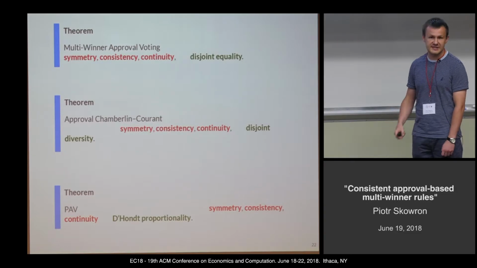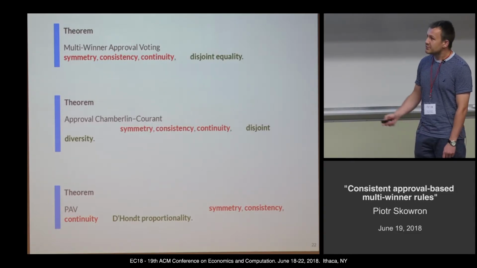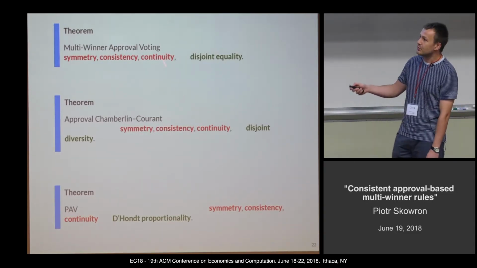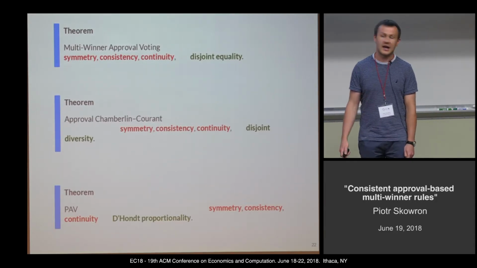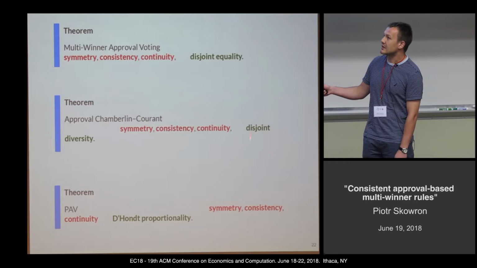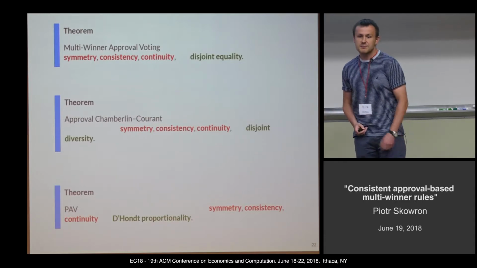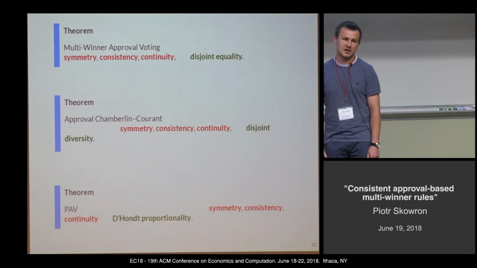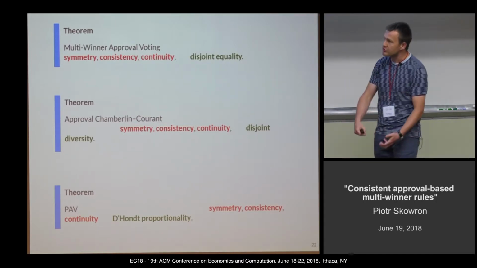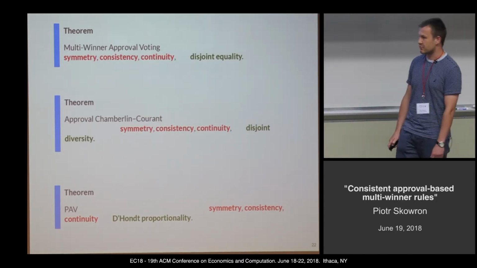That is symmetry, consistency, and continuity, which means that basically the difference between these rules can be axiomatically described only by looking at these one axioms of disjoint diversity, disjoint equality, disjoint diversity, and D'Hondt proportionality. That is, by looking only at how these rules behave on this simple subdomain of apportionment, the subdomain of party list profiles.